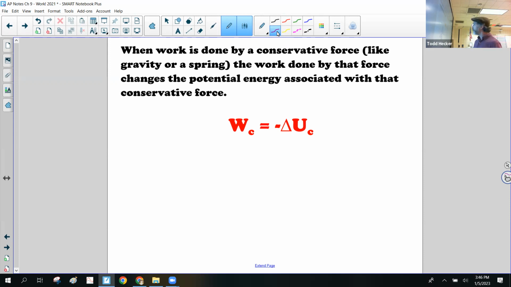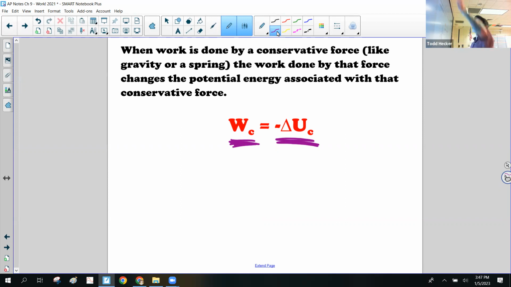And it turns out it gives you this relationship. The work done by your conservative force is the opposite of the change in your potential energy, okay? So by opposite, it means opposite sign. So if gravity does negative work, you gain gravitational potential energy. If a spring does positive work, you lose elastic potential energy. So the sign of the work is the opposite of the sign of the change in potential energy.